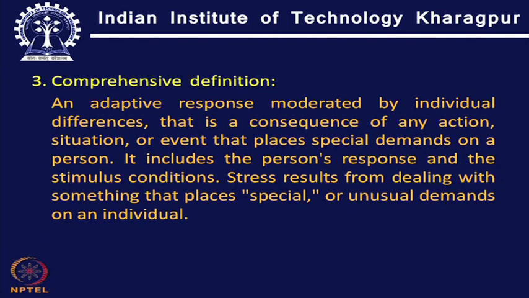Coming to a comprehensive definition, we take stress to be an adaptive response moderated by individual differences that is a consequence of any action, situation or event that places special demands on a person. It includes the person's response and the stimulus conditions. Stress results from dealing with something that places special or unusual demands on the individual.